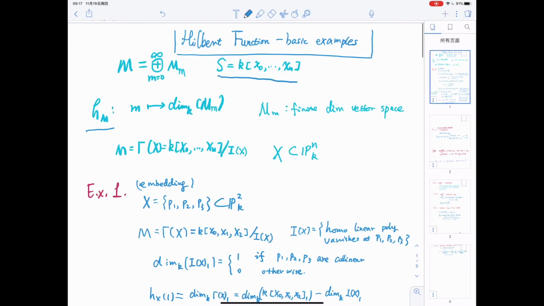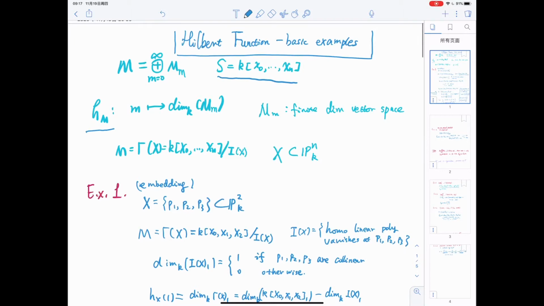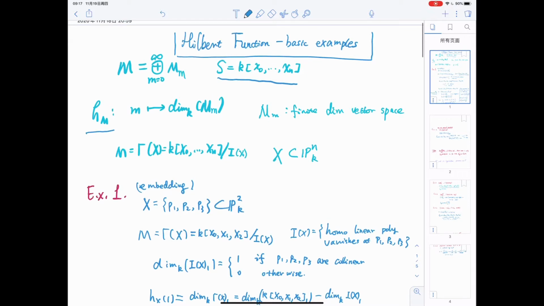Let's first compute a simple zero-dimensional example. This example also illustrates that the Hilbert function depends very much on the embedding of the variety into projective space. So let X be three distinct points in the projective plane. Then its homogeneous coordinate ring M is the following. And the vanishing ideal at X consists of all homogeneous polynomials vanishing at p1, p2, p3.